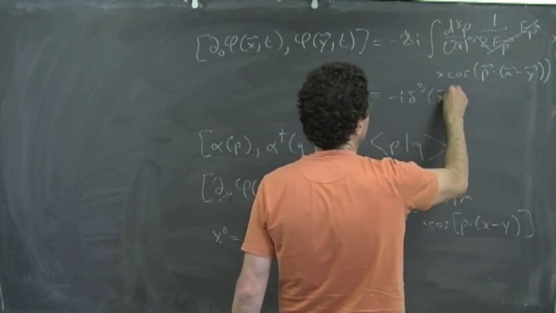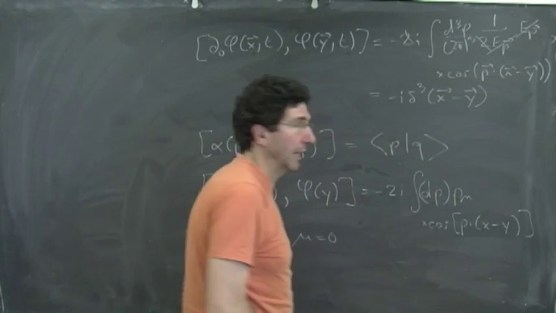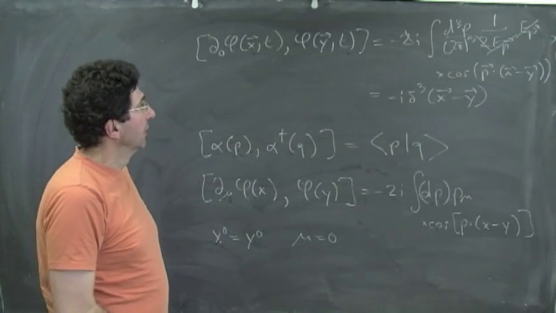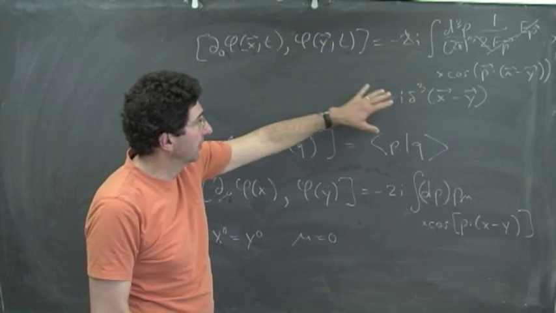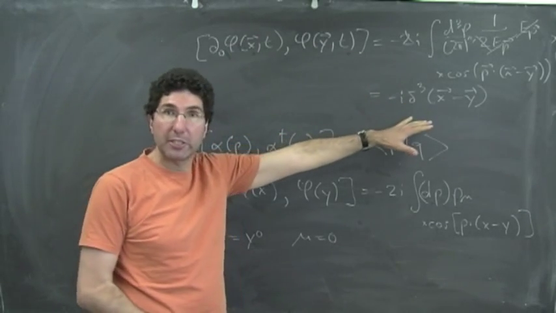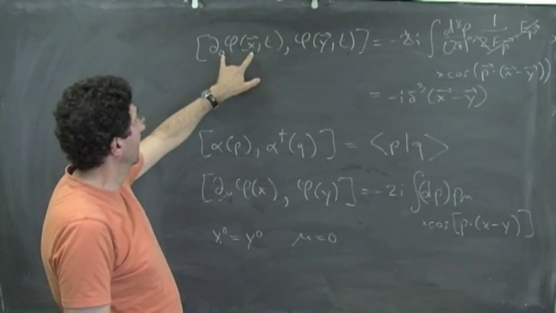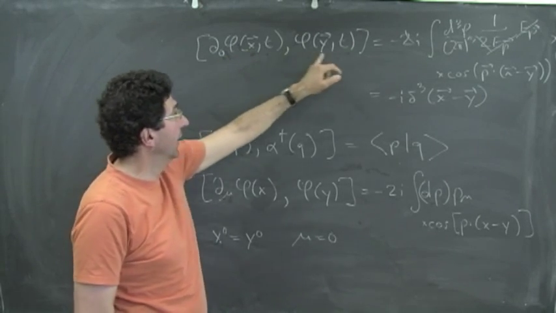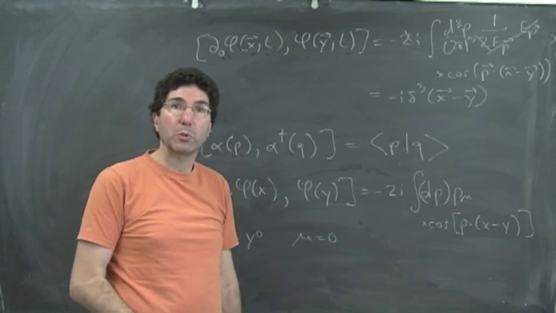So we get delta cubed of x minus y. Okay? So this looks very similar to a canonical commutation relation, right? If this was a momentum and this is a position, and notice that they're evaluated at equal times.